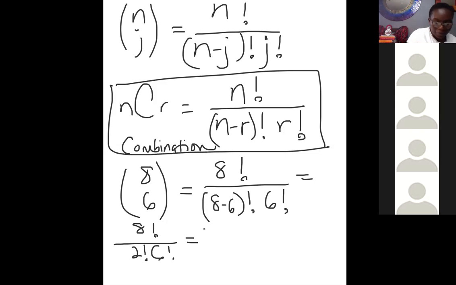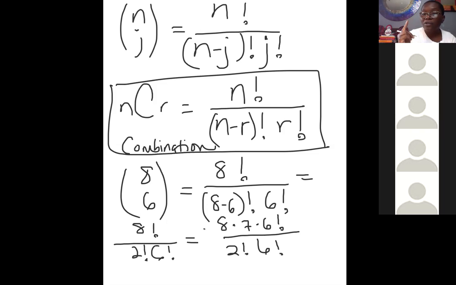Now we can simplify it. 8 factorial in the numerator means 8 times 7 times 6. I'm pausing here because I don't need to go further, and I'm going to show you why. In the denominator, we have a 2 factorial and a 6 factorial. Since I have a 6 factorial in the numerator and a 6 factorial in the denominator, I'm going to cancel them out. So I'm left with 8 times 7 over 2 times 1. 2 goes into 8 four times, and 4 times 7 gives me 28. So guys, this is the answer, 28.